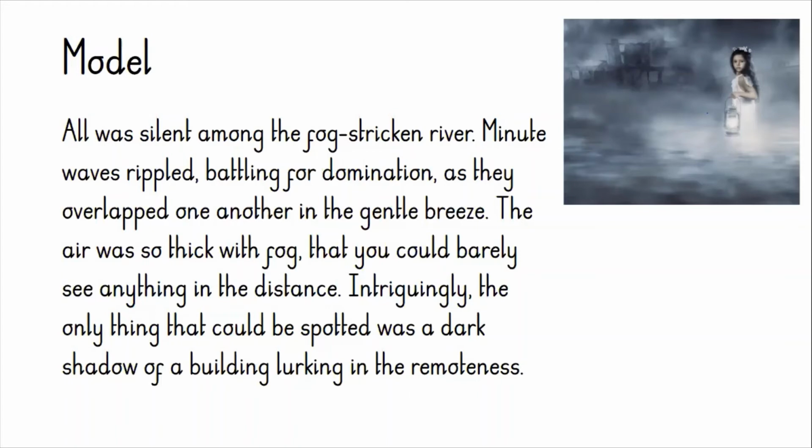I definitely think you have created a very spooky setting description here. I especially like the battling for domination thing. Two things I would say is, like you said in your last sentence, you want to make the reader feel that suspense of not knowing what it is. So could you even go as far as taking out "of a building" and just have "could be spotted was a dark shadow lurking in the remoteness", and then you completely take out any of what you're saying it is, and it leaves it completely up to the reader's imagination as to what that shadow is.